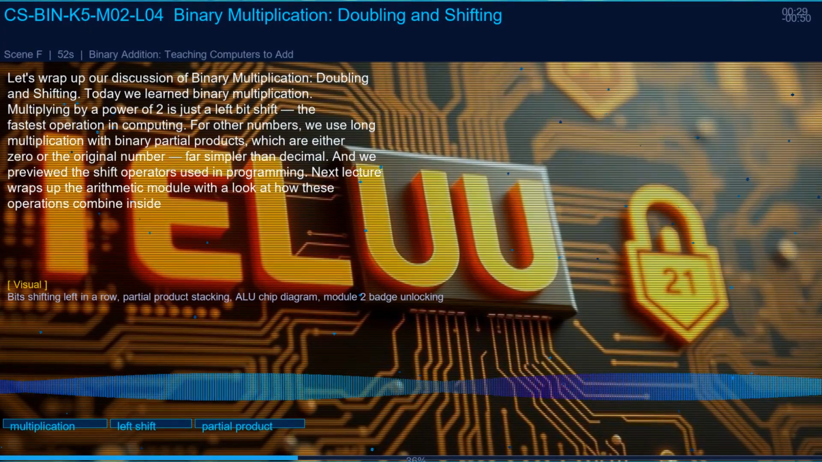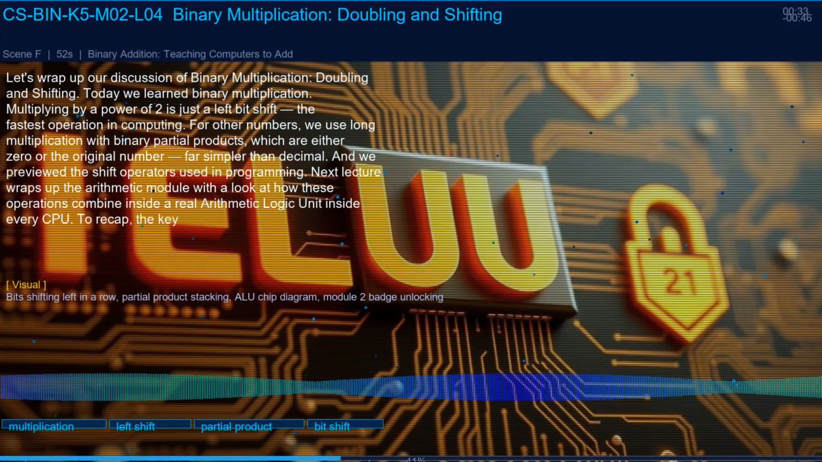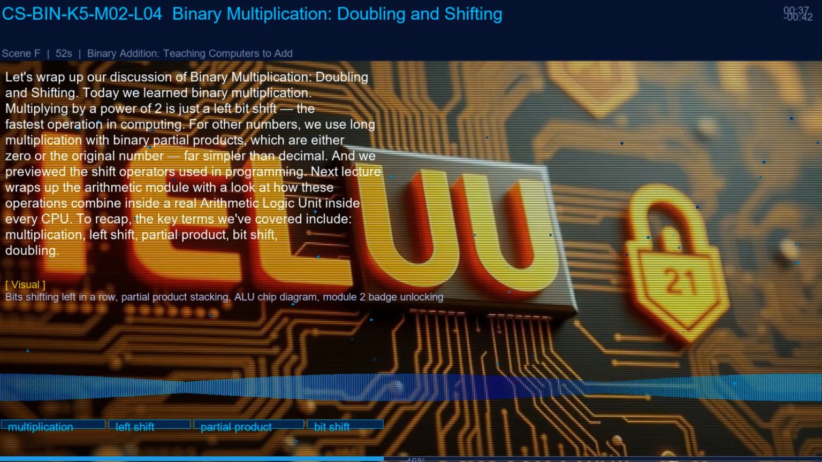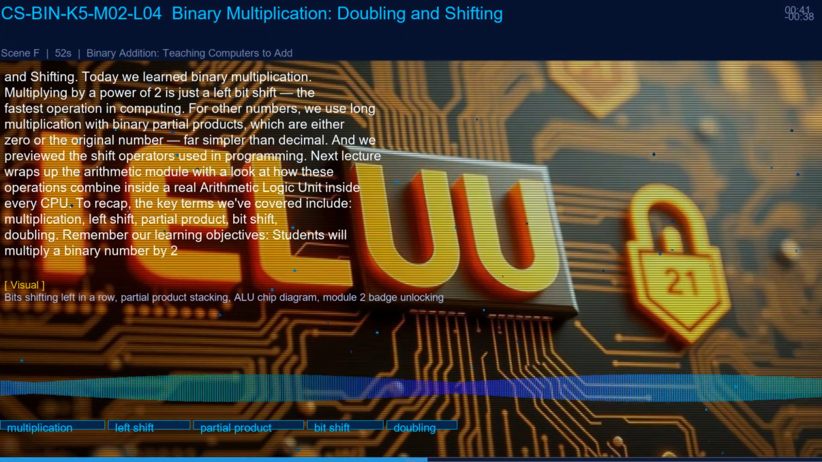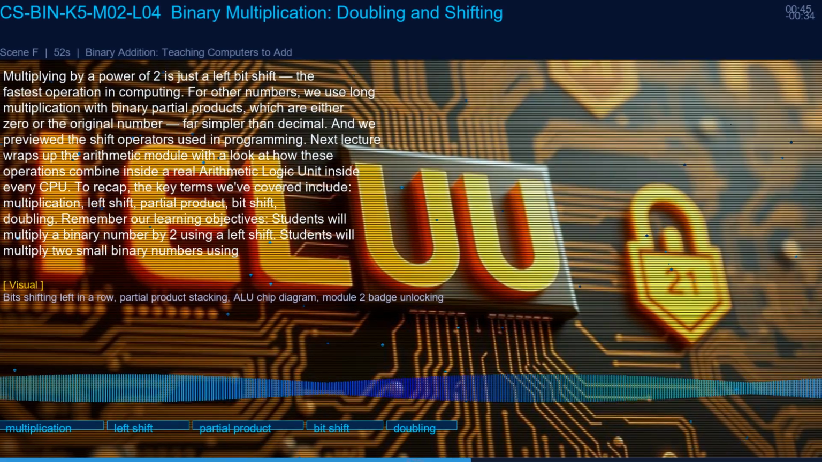Next lecture wraps up the arithmetic module with a look at how these operations combine inside a real arithmetic logic unit inside every CPU. To recap, the key terms we've covered include multiplication, left shift, partial product, bit shift, doubling.